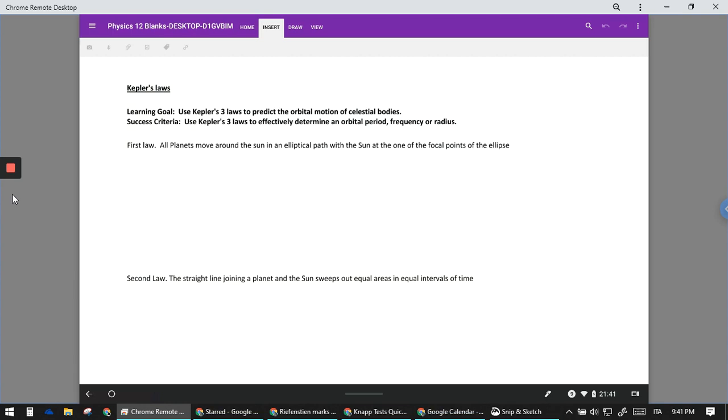We're looking at Kepler's laws today. It's the last section of the physics unit 6, planetary motion unit. All right, so our learning goal is to use Kepler's 3 laws to predict the orbital motion of celestial bodies. Use Kepler's 3 laws to effectively determine an orbital period, frequency, or radius. It's basically our goal for this lesson.